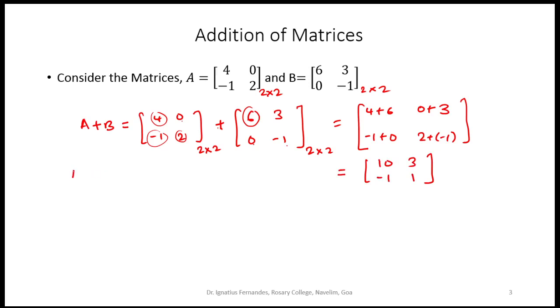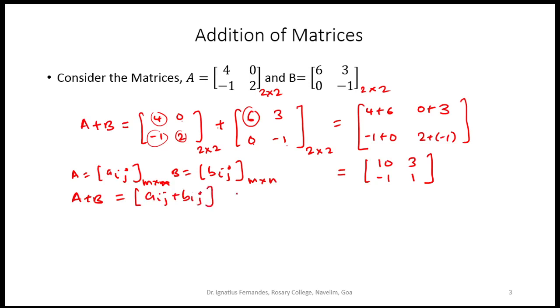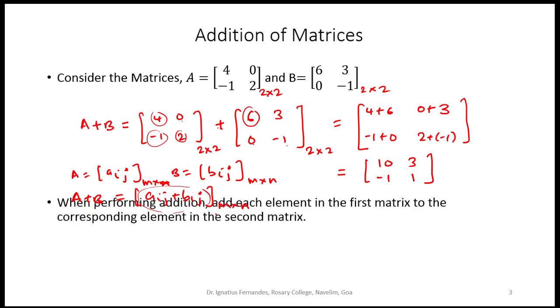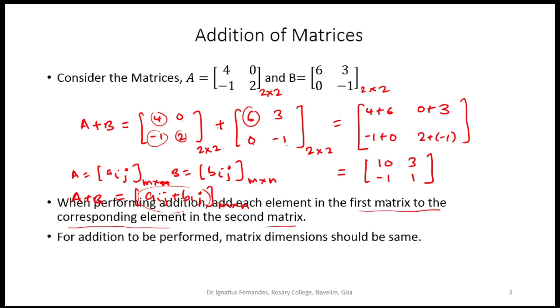So if I have a matrix A which is Aij and a matrix B which is Bij, then we say A plus B is equal to, so if this is M cross N, this is M cross N, then A plus B will be Aij plus Bij. We add the respective positions, the values in the respective positions. So when performing additions, add each element in the first matrix to the corresponding element in the second matrix. For addition to be performed, matrix dimensions should be same.